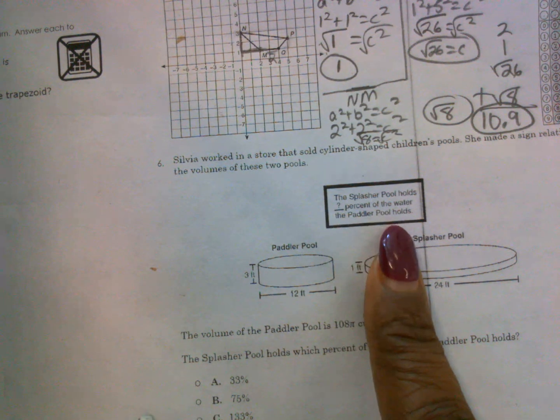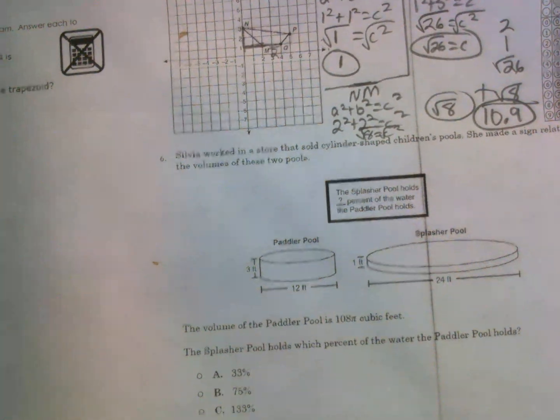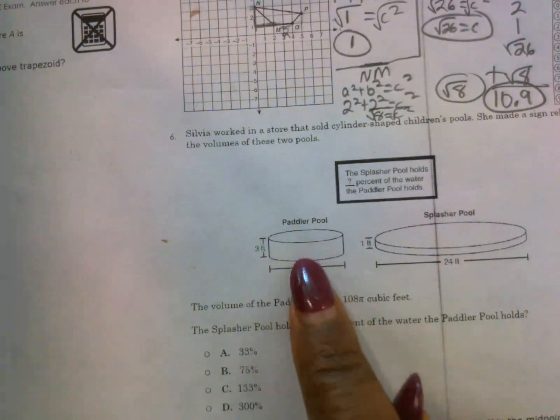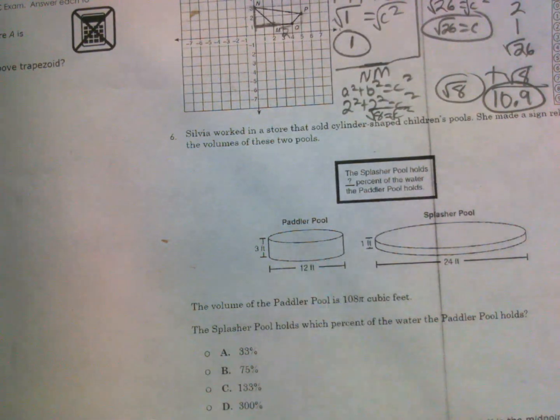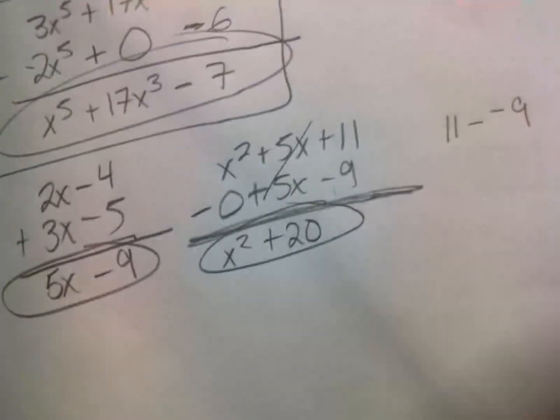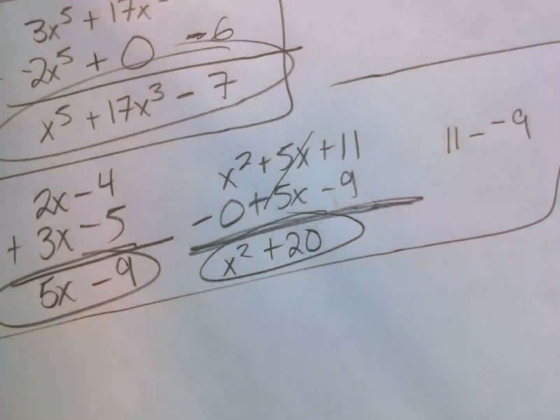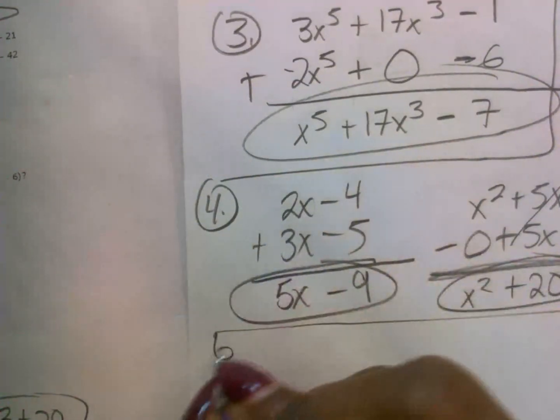Okay, so let's find the volumes of these pools. We're going to find the volume of the first pool. The volume here is 50%. Okay, so we got number 6.